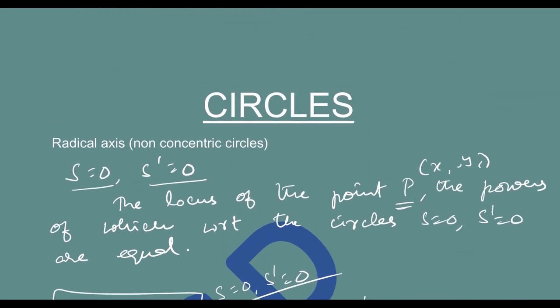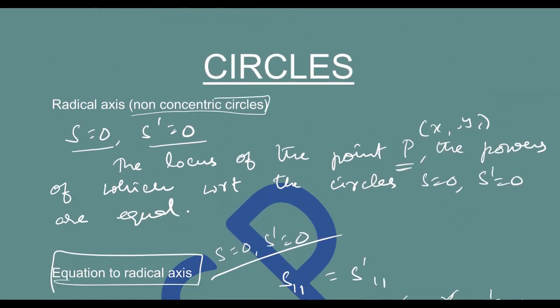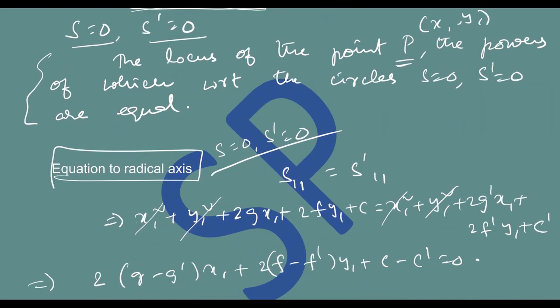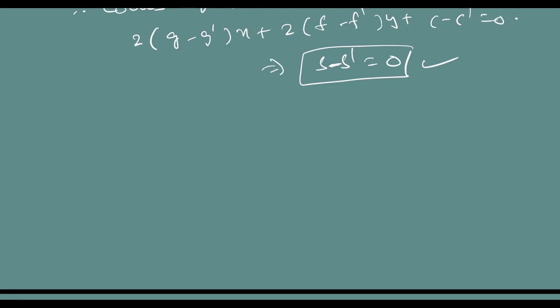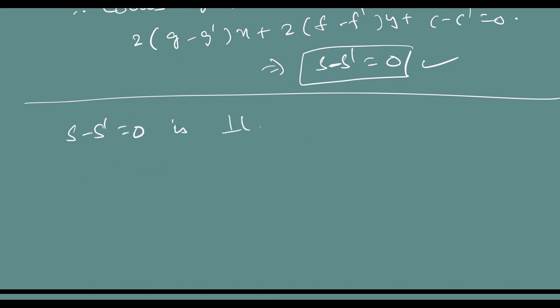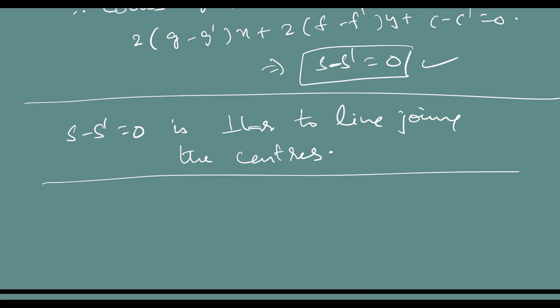And don't forget, when you want to talk about radical axis, the circles should be non-concentric circles. Okay, so we saw the definition of radical axis and also the equation to the radical axis. Now we already saw that this equation S minus S dash equal to 0 is perpendicular to line joining the centers. Therefore, radical axis is perpendicular to line joining the centers of the circles. And more we have observed actually.